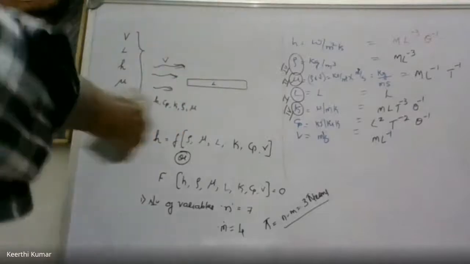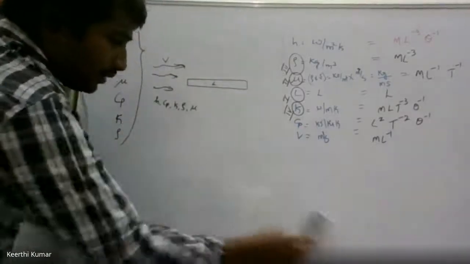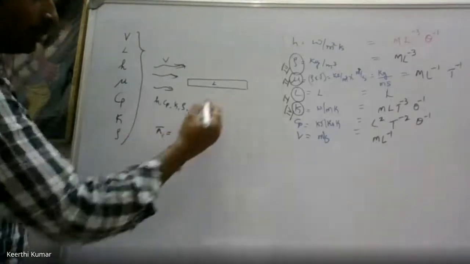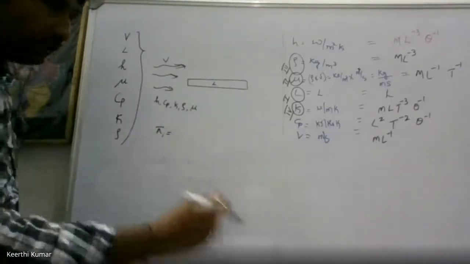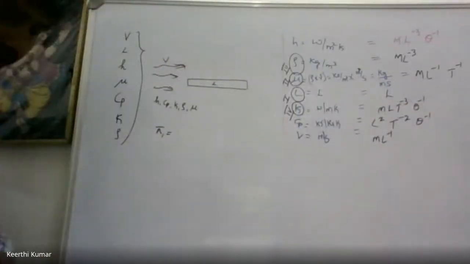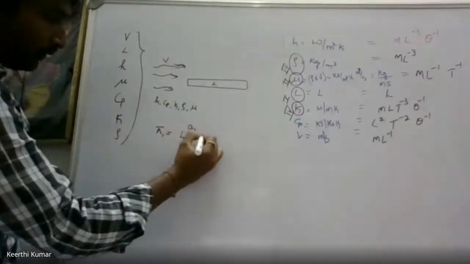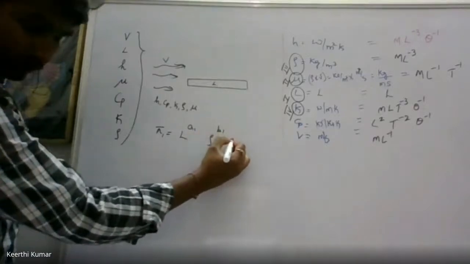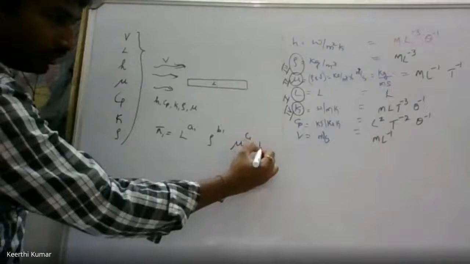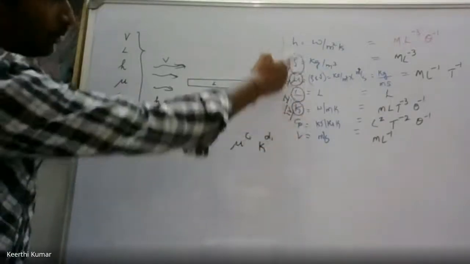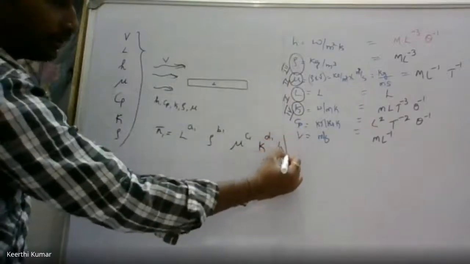Okay. I'll rub here and I'll explain the first pi term. So I'll write on the first pi term. Please observe here. Pi 1 is equal to, first you write the repeating variables and then you go with the other left out variables. So the repeating variables: I'll take L to the power of a1, then rho to the power of b1, mu to the power of c1, k to the power of d1, and which is left out? After the repeating variables, only one is left out, that is h. So this is the first pi term.